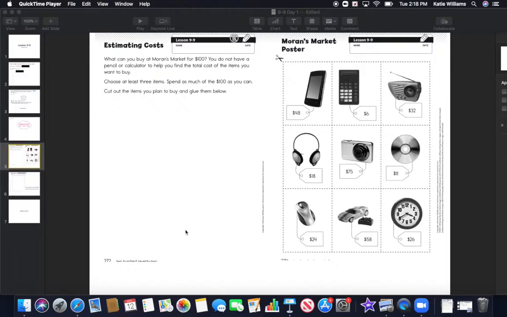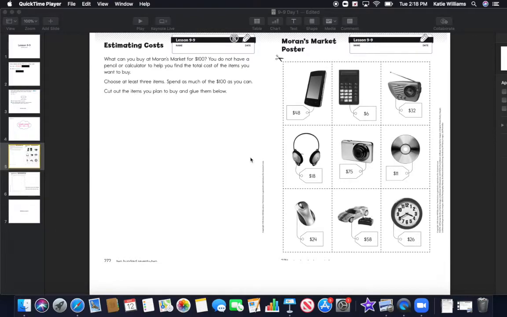So you'll start with these two papers, and you have to cut out the items that are for sale. And the question reads, what can you buy at Moran's Market for $100? You do not have a pencil or calculator to help you find the total cost of the items you want to buy. You have to choose at least 3 items. So at least 3 items. You have to spend as much of the $100 as you can.